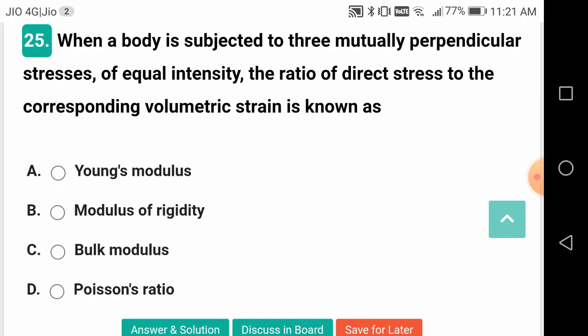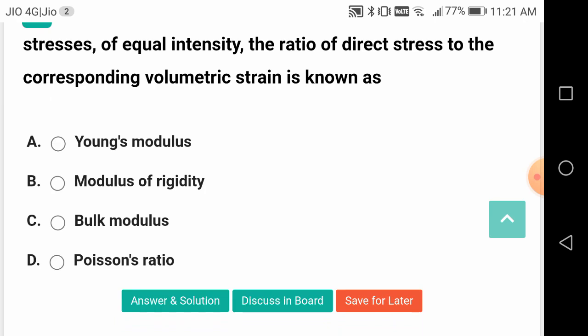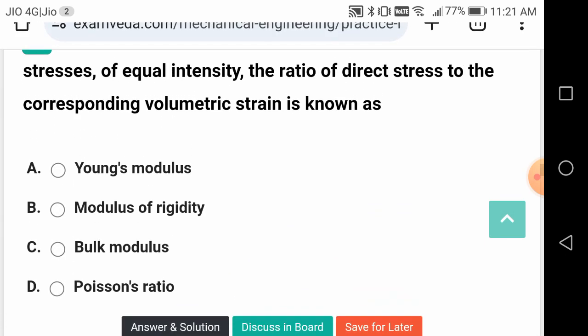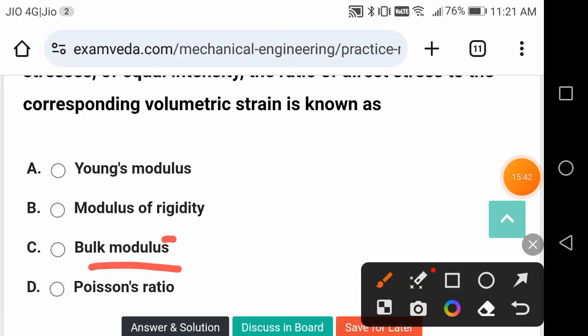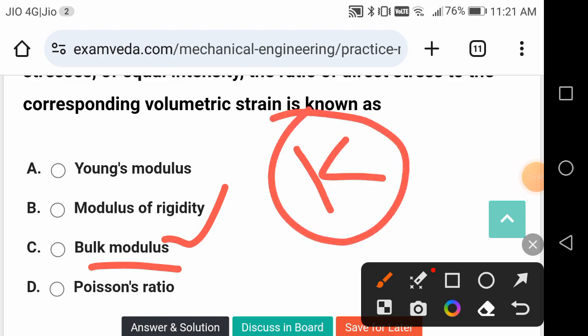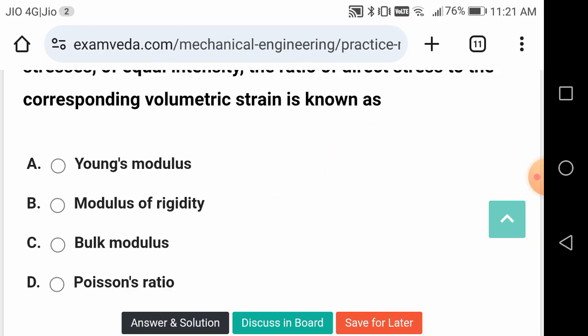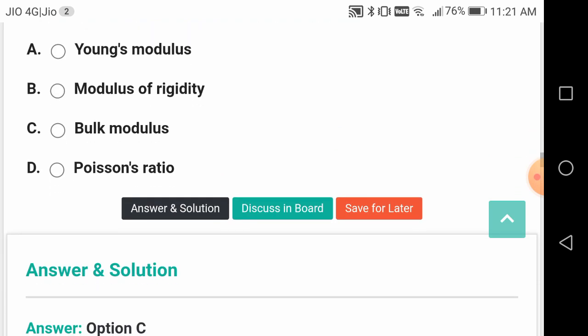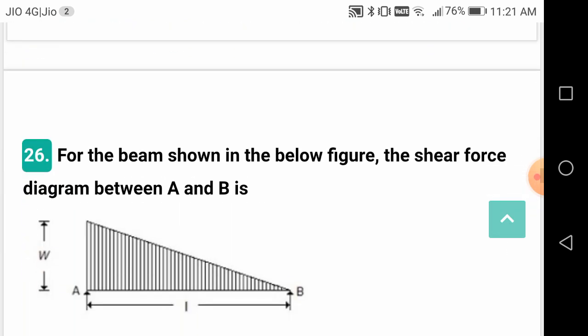When a body is subjected to three mutually perpendicular stresses of equal intensity, the ratio of direct stress to the corresponding volumetric strain is known as bulk modulus. It is given by K. Bulk modulus is very important for liquids and especially gases, mainly liquids, friends.